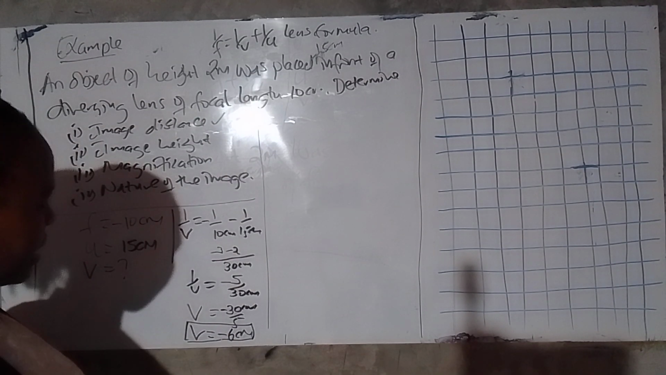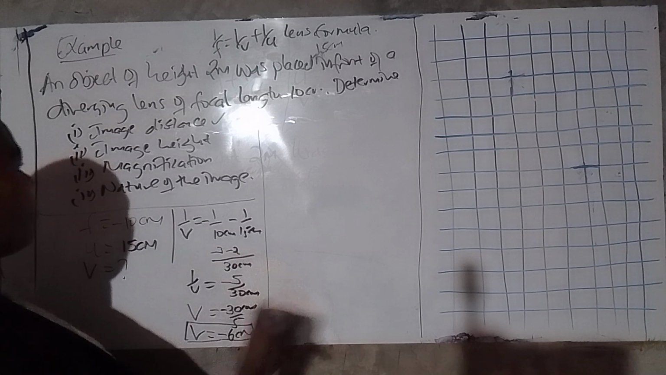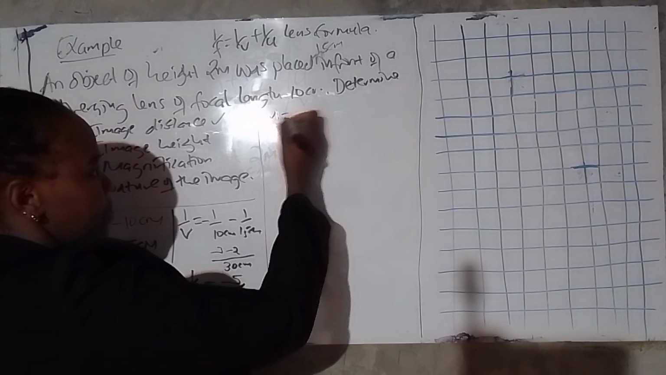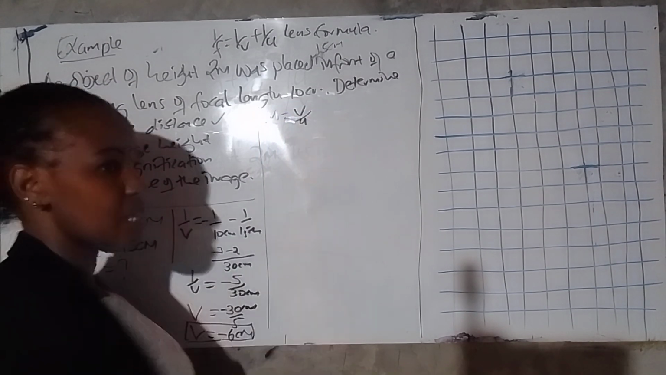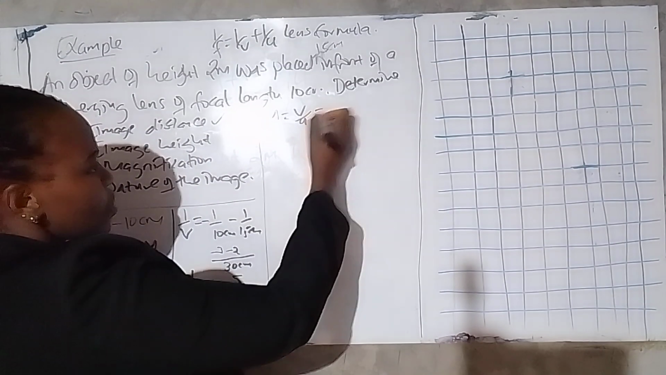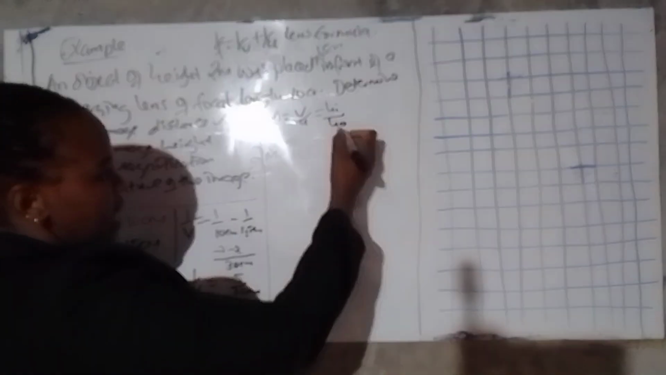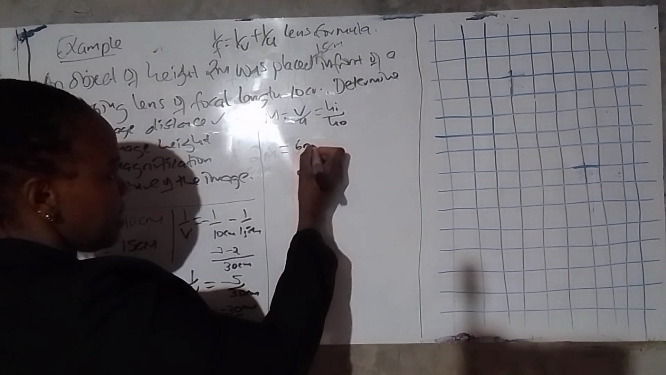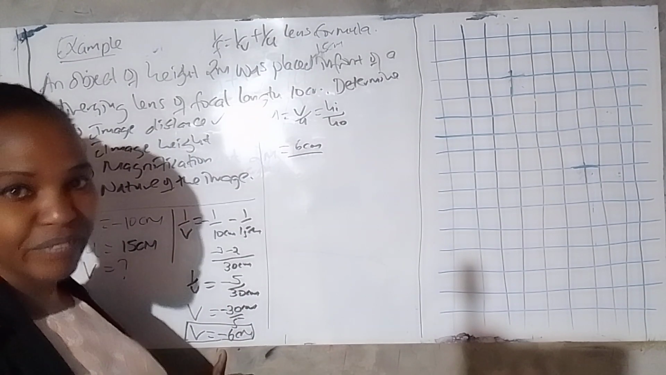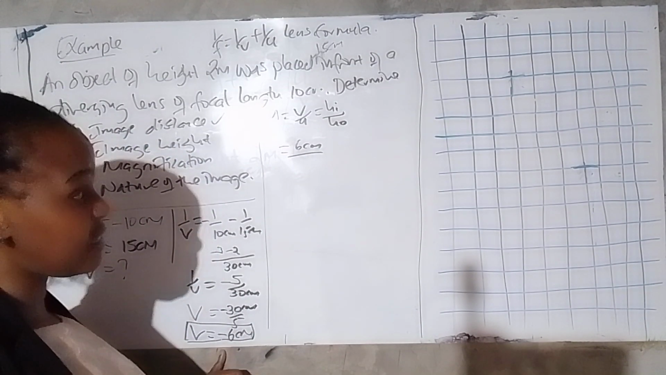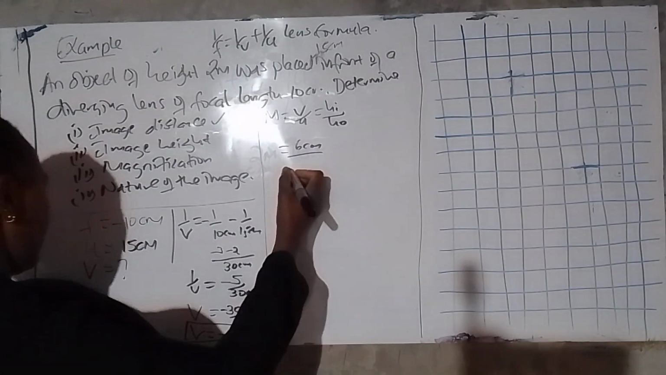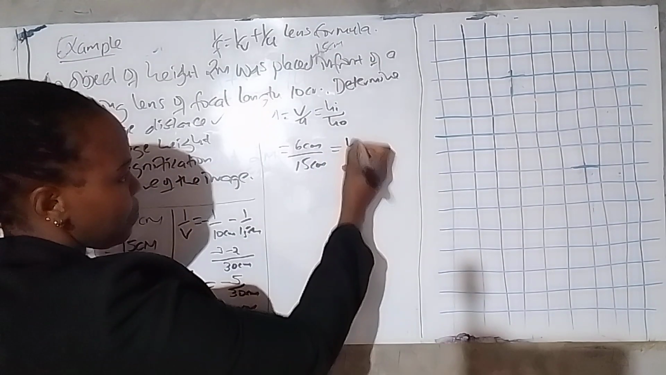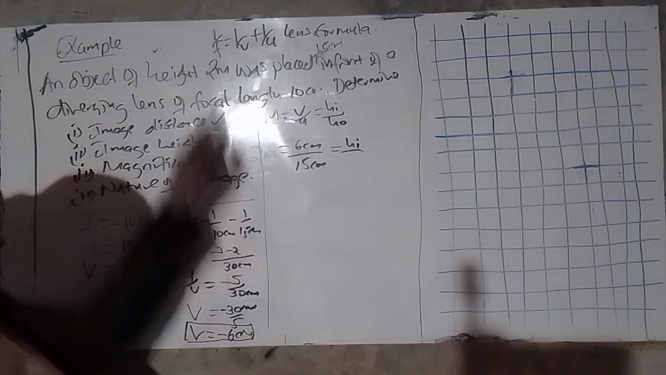Now, we calculate magnification, for us to be able to get image height. We say magnification is V over U, that is image distance over object distance, which is also equal to image height over object height. Okay, image distance is 6 centimeters. I ignore negative because negative just gives direction, it's not magnitude. Magnitude is 6 centimeters divided by 15 centimeters. Our object distance should give us height of image over height of object, which is 2 meters.